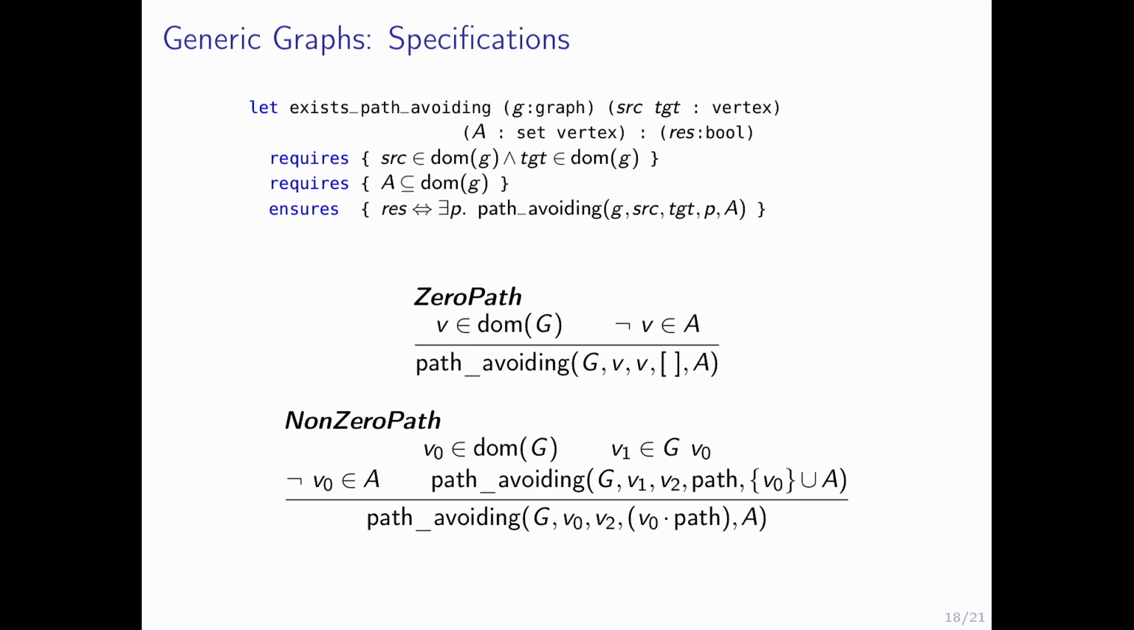And for any non-empty path, if we want to reach V2 from V0, what we require is just that V0 is not part of the avoid set, that there's a path avoiding from V1 to V2, and that V1 is a successor of V0. In addition, you'll see here that we added V0 to our avoid set to expel any kind of cycle in our path.